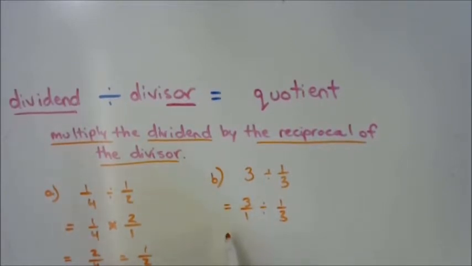And now we're going to keep the dividend, 3/1. And instead of dividing by 1/3, we're going to multiply by 3/1, which is really just 3 times 3. Becomes 9/1, which is 9.